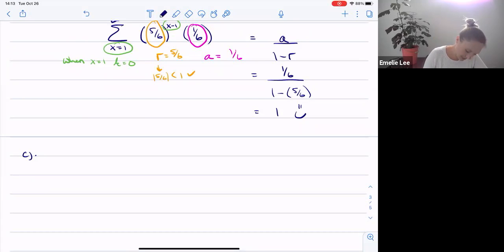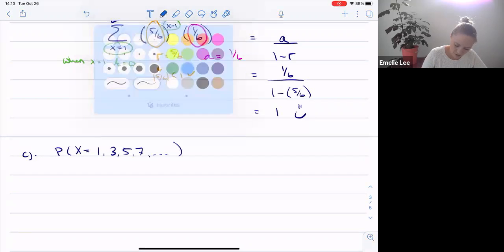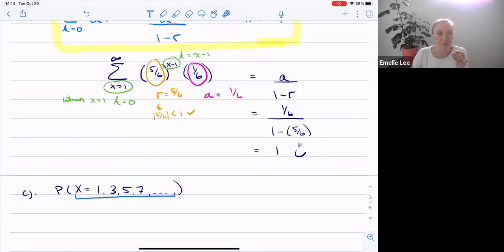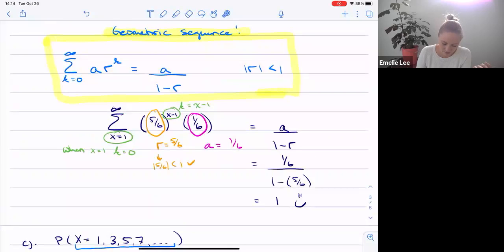So I want to find the probability that x equals 1, 3, 5, 7. So this is odd values of x. If you do this mapping, that's okay. It would be useful if you referenced and said, because it's a geometric sequence, but you don't have to. You can just go to here. That's fine.